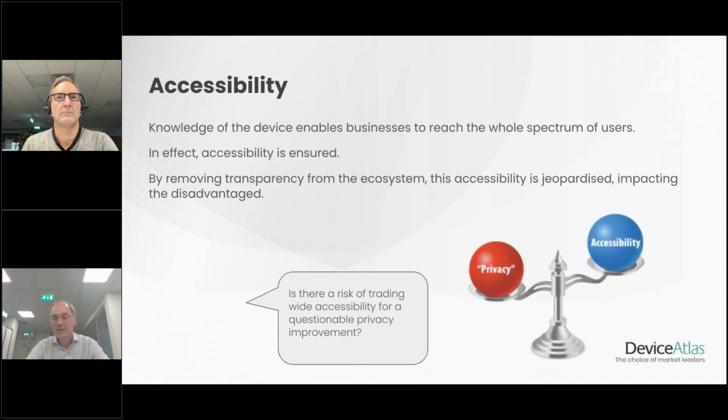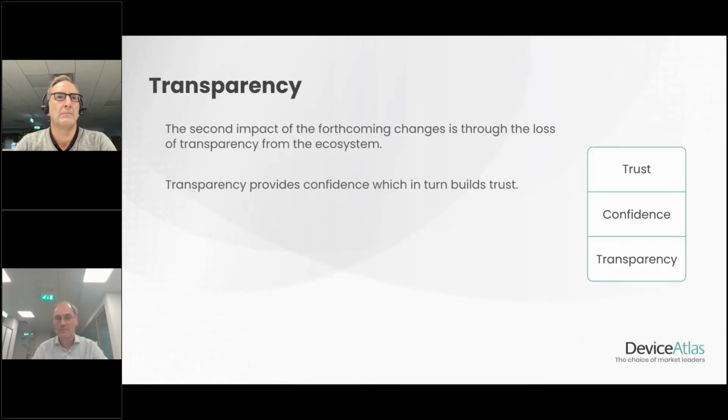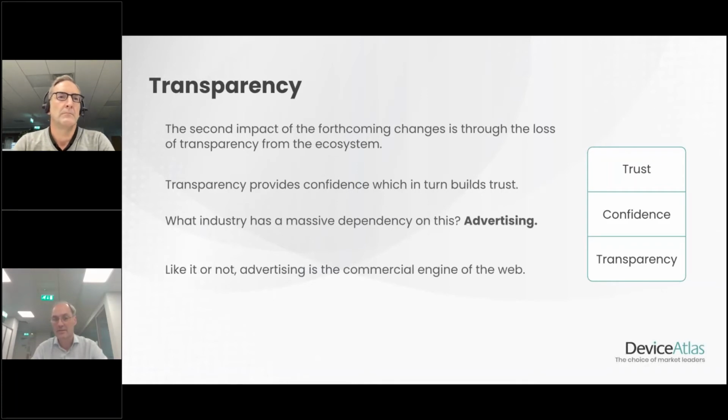So the real question here is, is the power of accessibility being traded for a very nominal or even questionable privacy improvement? This question is really pretty fundamental. So let's talk a little more about transparency. Transparency obviously drives confidence. It enables confidence, which enables trust, which is really the core of businesses. But there's one business in particular that is massively dependent on confidence and trust, and that business is advertising.